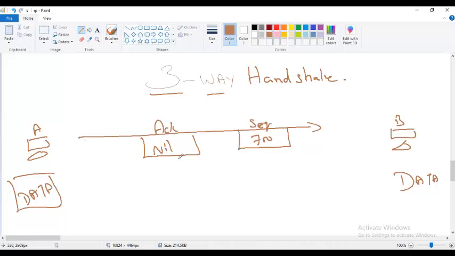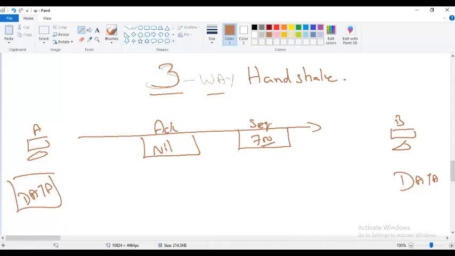But A is sending this packet, but this is not the original data. This is just for the three-way handshake. This is just for a connectivity check. It is sending a dummy packet with a sequence of 700. For your understanding, I wrote 700, but usually the sequence number will be a 6-7 digit number, a big number.